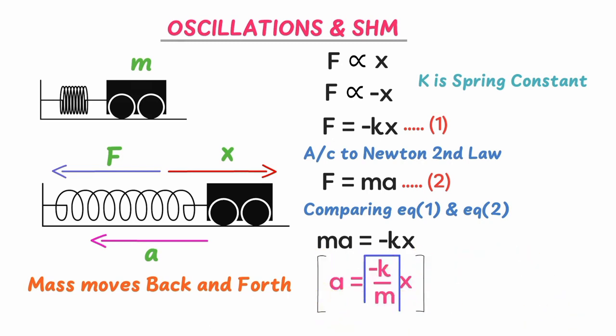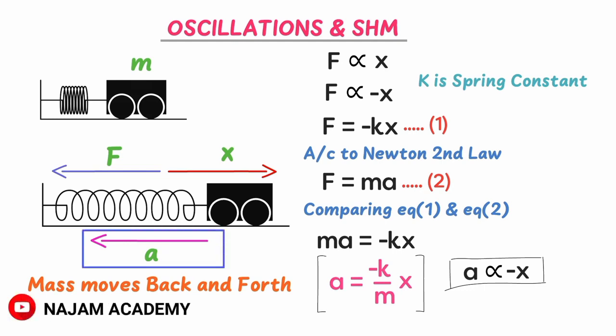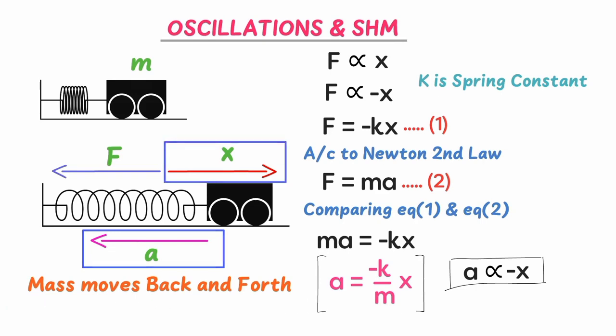We know that k is the spring constant and m is the mass attached to the elastic spring. These both quantities are constant. So acceleration a of the mass m purely depends upon its displacement x. And also remember that the direction of acceleration will be opposite to the direction of displacement.